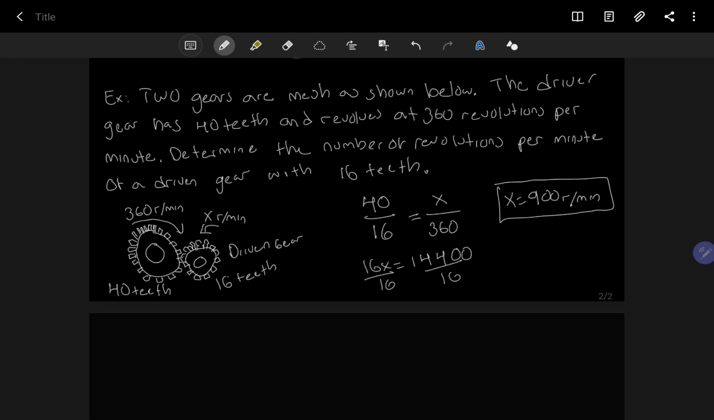All right, so that pretty much is everything for this section. We're done with the indirect and direct proportions.